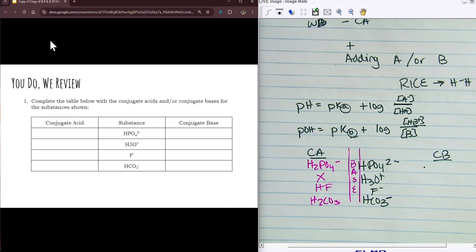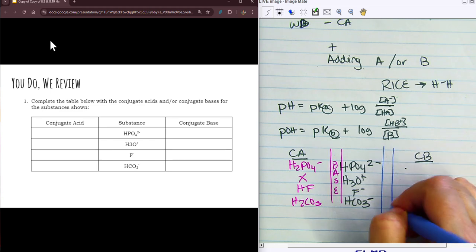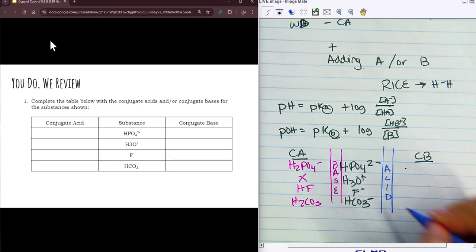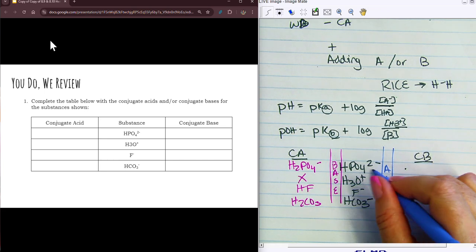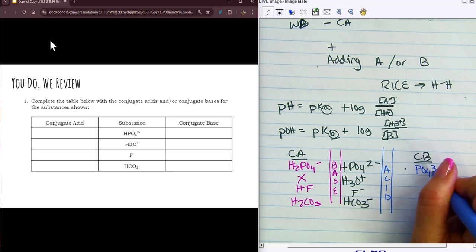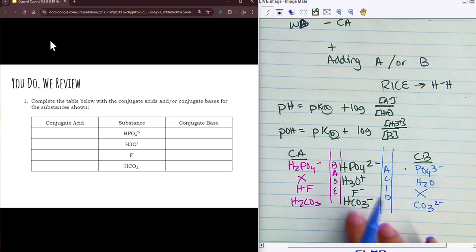Now, if we want to know what the conjugate bases are, then these would have to act as an acid. What do acids do? They donate a proton. So will this one donate a proton? Sure. Will this one donate a proton? Absolutely. Will this one donate a proton? No. Doesn't have one to give. Can the last one donate a proton? For sure. So these would be the conjugate bases of these substances if they were acting as an acid.